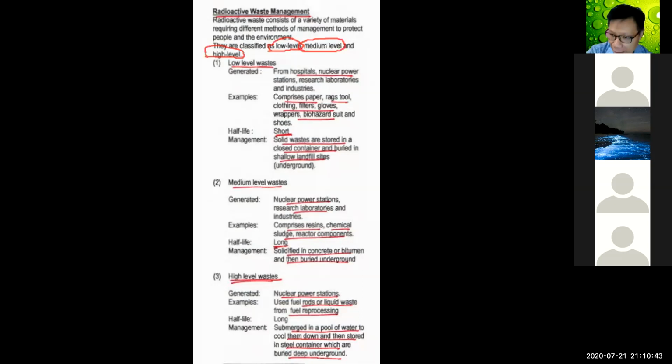Submerge in cold water. Yes, we had to cool it down first. After that, do what? Store in a steel container. And then lastly, the steel container do what? Dump into the sea. Bury deep underground. Yes, very good, Chan Wen Kang. Thank you.